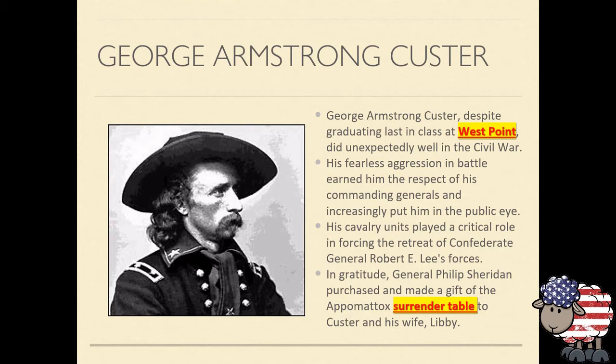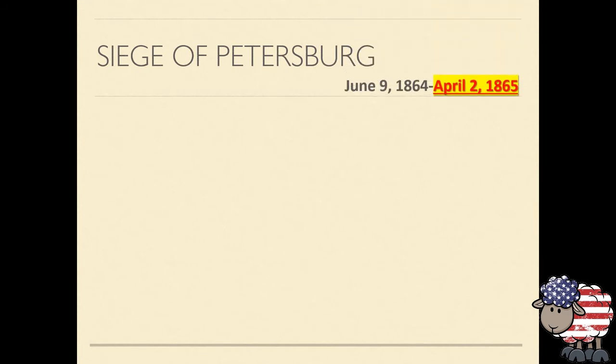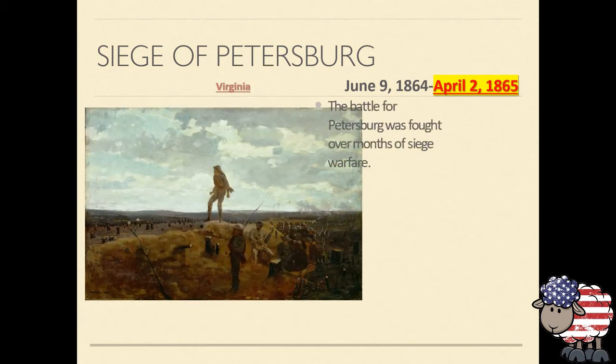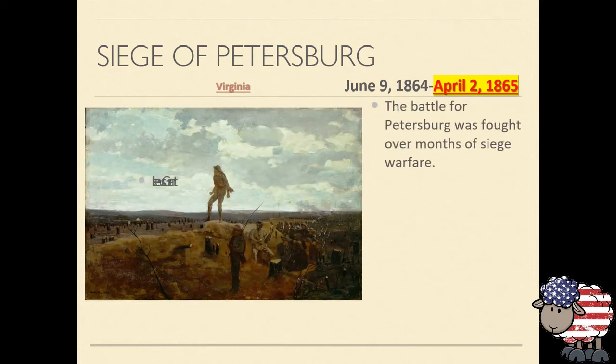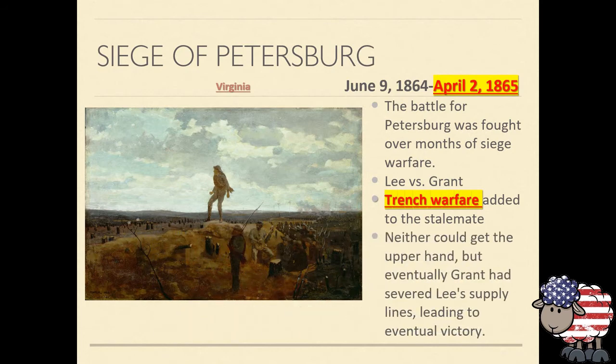The siege of Petersburg had been underway since June 1864 in Virginia. However, it falls on April 2nd, 1865. Trench warfare. You have Robert E. Lee coming in, Grant laying siege to it. It adds to the stalemate because of the trench warfare. Neither could get the upper hand, but eventually Grant severed Robert E. Lee's supply, resulting in them having to surrender Petersburg.